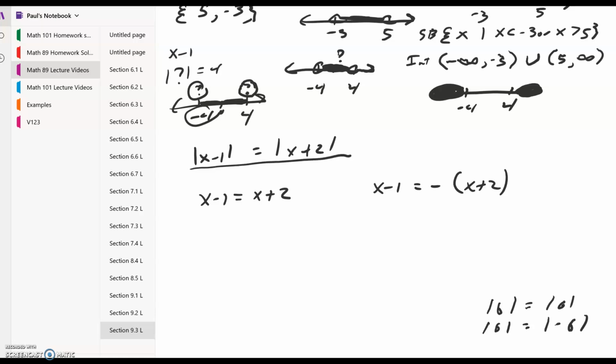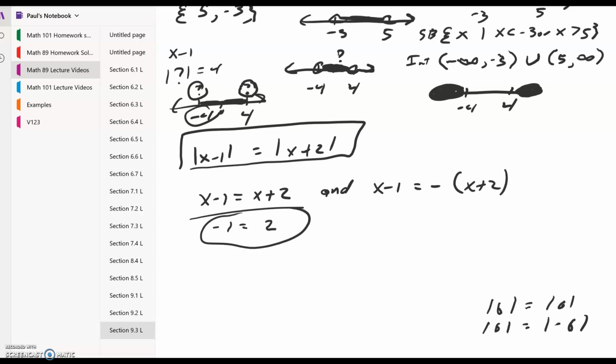But the absolute value of 6 also equals the absolute value of the opposite of 6. So when you're dealt an equation with two equal absolute value signs, one equation that you get is the same equation without the absolute value signs. That one's pretty easy. But the other one, you have to take the opposite of one side or the other, and I take the opposite of the second side. When we solve this, we take away x from both sides and we get nonsense. Negative 1 can't equal 2 ever. So this does not lead to any kind of a solution at all.